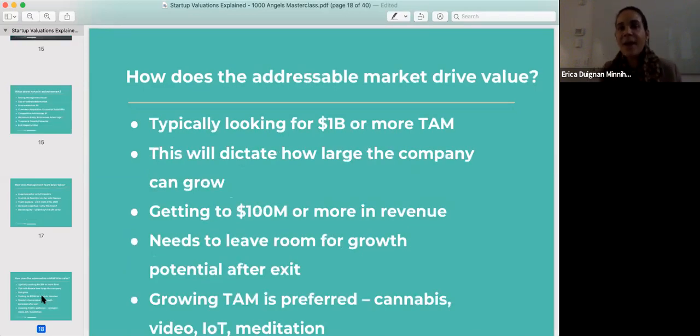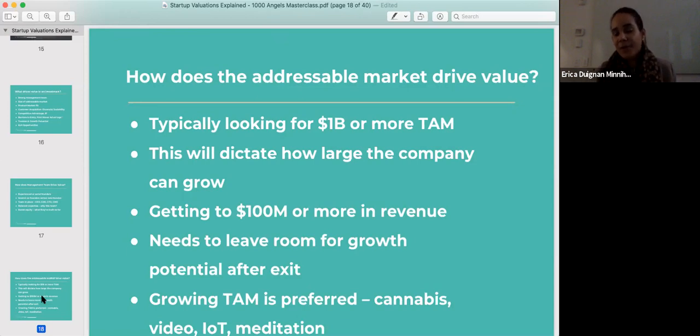As we talk about addressable market, for something to be investable, you pretty much need a total addressable market of 1 billion or more, because this can dictate really how large the company can grow, right? Anytime we're investing in a startup, we need to make sure: does this company have the possibility to grow to 100 million or more in annual revenue? Do I think that's possible? If you don't think it's possible, it might not be the best investment, because for companies to be acquired or to go public, they need to get to a certain scale in revenue.